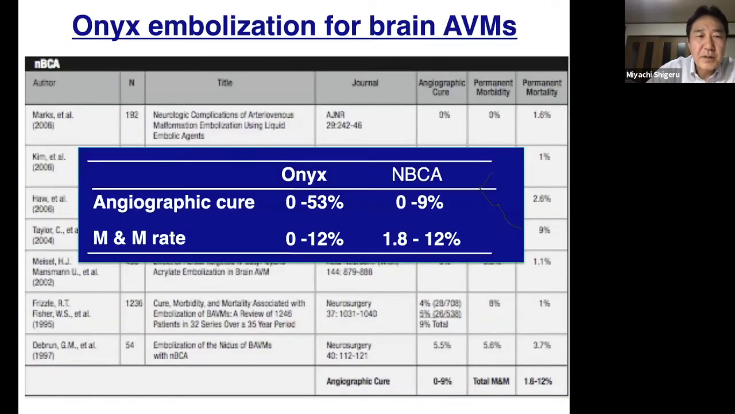Many papers are summarized here. NBCA has a very small rate of total occlusion, less than 10%. In my own experience, it is about 7% total occlusion with NBCA embolization only, but with Onyx embolization, the angiographic cure is a maximum of 53%. The mortality rate is not so different between the two embolic materials.